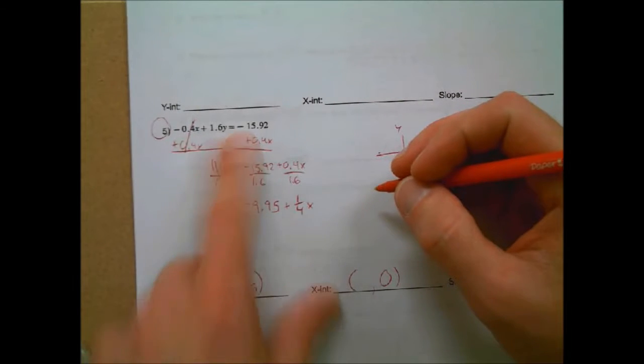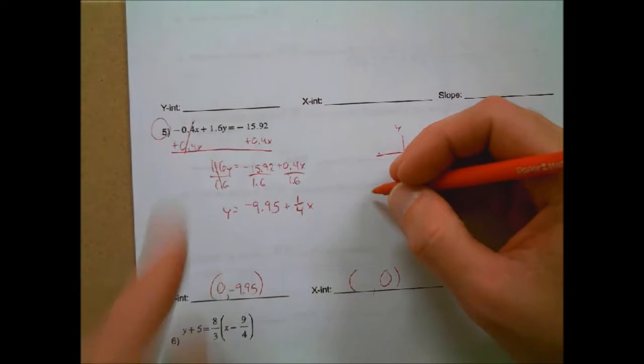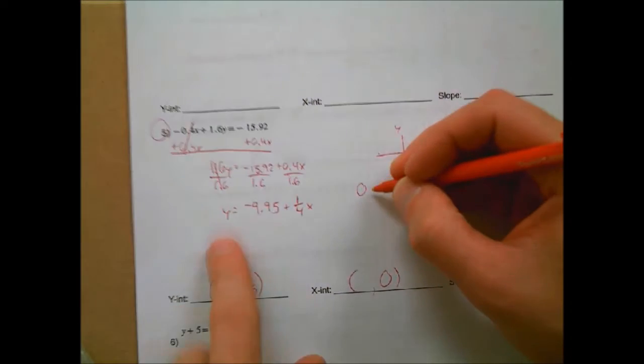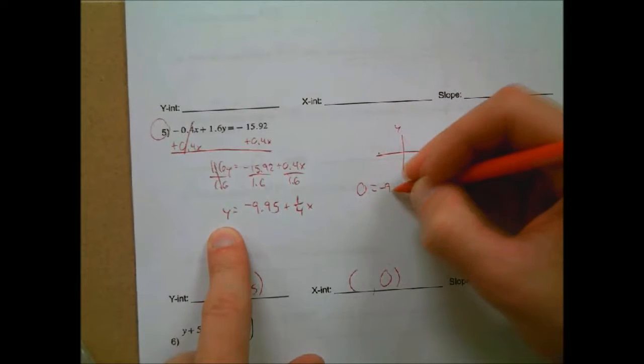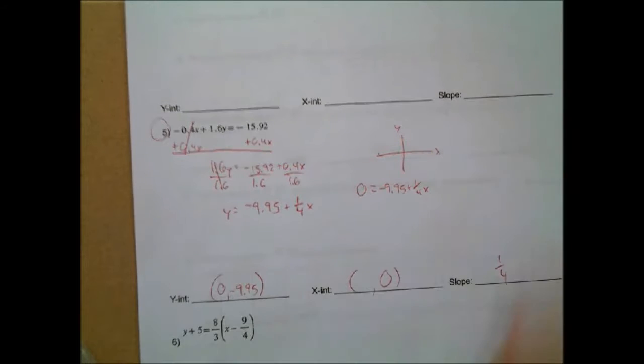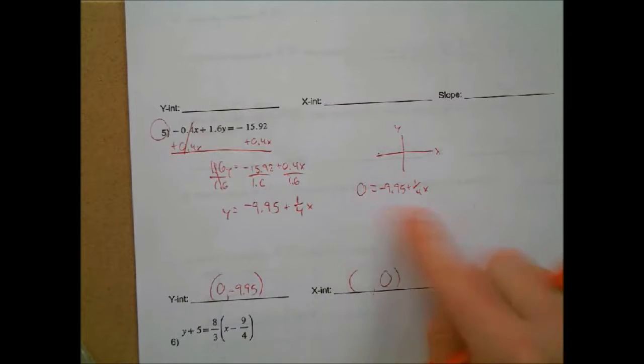Since we did it to this one before, let's do it to this one this time. It doesn't matter which one. You can use the original equation or the slope-intercept form. So I'll put it in for this one right here. So we have 0 equals negative 9.95 plus 1/4 x. Okay. And so now we need to get the x value here, Daniel. What should we do first to get the x by itself?